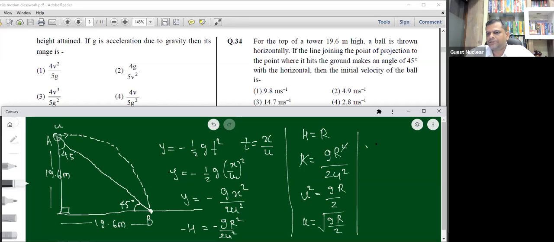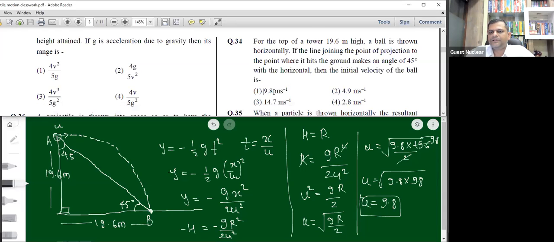Okay, so u becomes equal to root of 9.8 into 19.6 the whole divided by 2, so that 2 gets cancelled and 9.8 into 9.8 will be left inside, and hence u becomes equal to root of 9.8 into 9.8 again, which happens to be 9.8 only. So this is the initial velocity with which the projectile must be fired. Okay, A is the correct option.